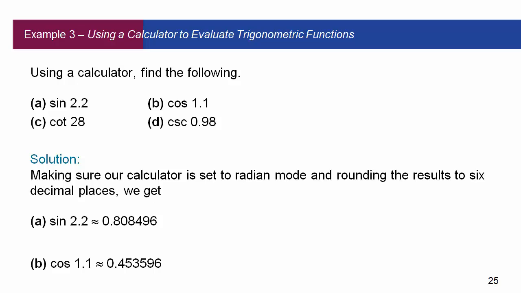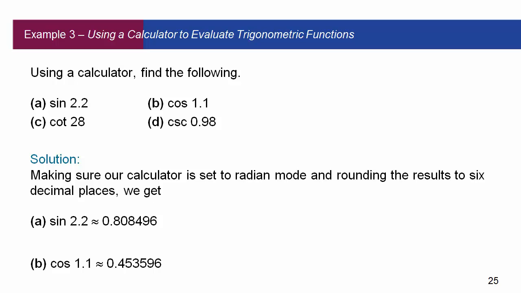Now, what if we wanted to find trig values of odd things instead of stopping at pi over 4 or pi over 3 or 7 pi over 4? They just give us a decimal and say what's sine of 2.2 or just what's cotangent of 28. We'll just plug them into the calculator and go. Just be careful. These things are assumed to be radians because they don't have that little degree circle next to them.